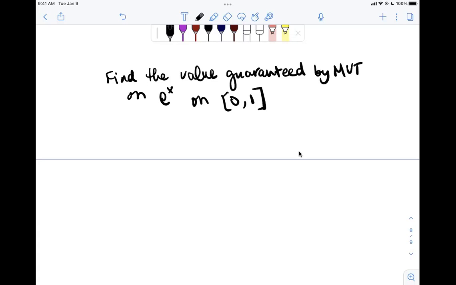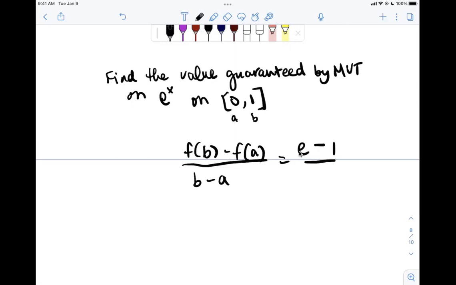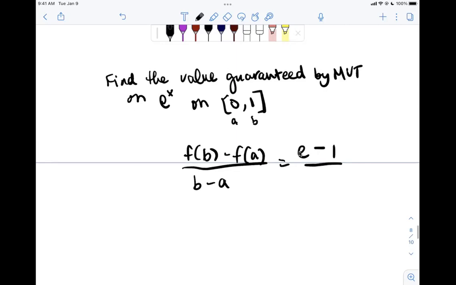All right, so this is our a, this is our b. So what is f of b minus f of a over b minus a? So f of b is e to the 1, which is e, minus f of a, which is e to the 0, which is 1, over b minus a, which is 1 minus 0, which is just 1. So this is just e minus 1. And so this is telling us there's some value between 0 and 1 where the derivative is e minus 1.